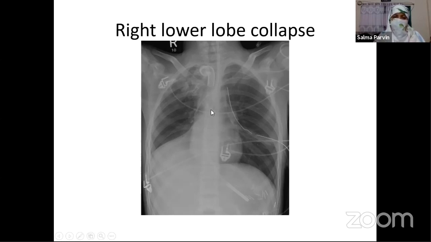This patient also has some consolidation in the right upper zone, and there is also an area of reduced density, hypodensity. Some cavities are also noted here. So there are multiple pathologies present in this patient. This is a right lower lobe collapse.